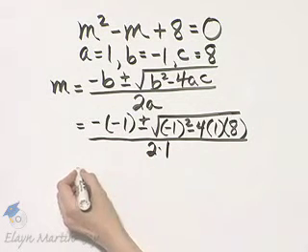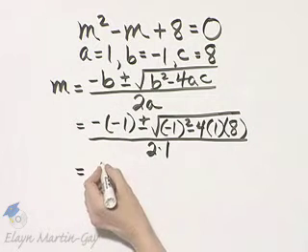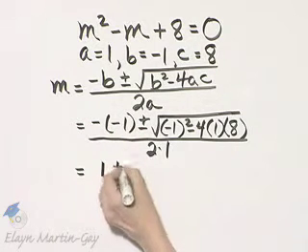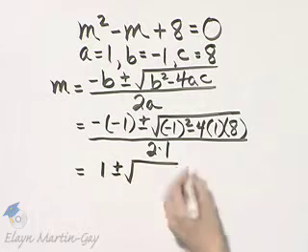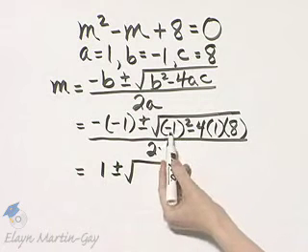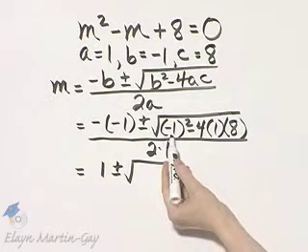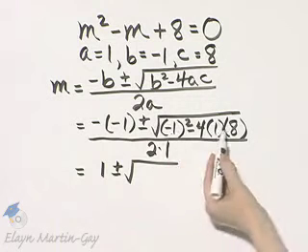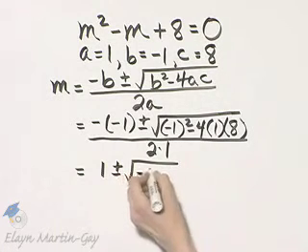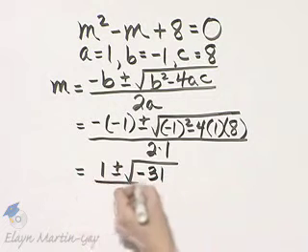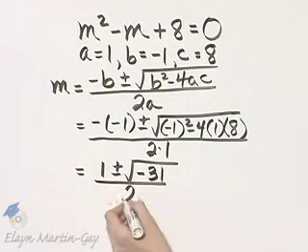Let's simplify then. The opposite of -1 is 1, and then this is plus or minus the square root of, this is 1 minus 32. -1 quantity squared is 1. 1 minus 32, that's -31, all over 2 times 1, which is 2.